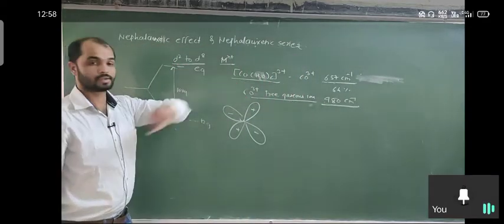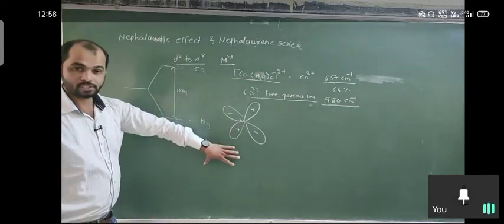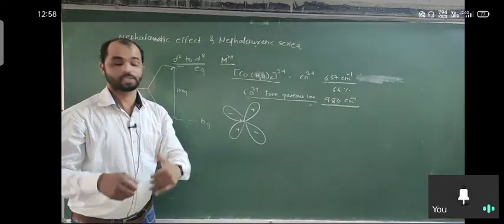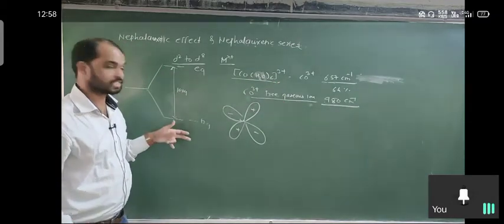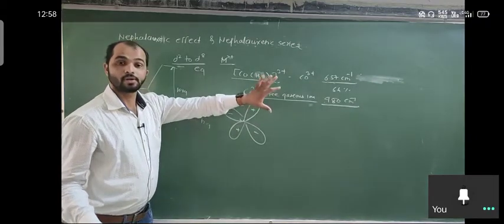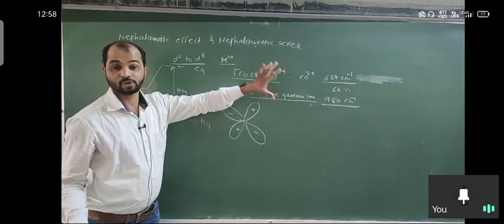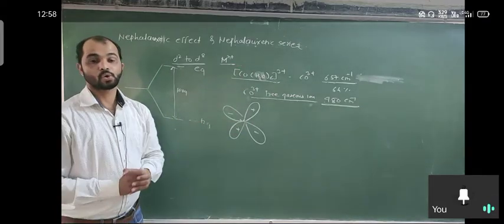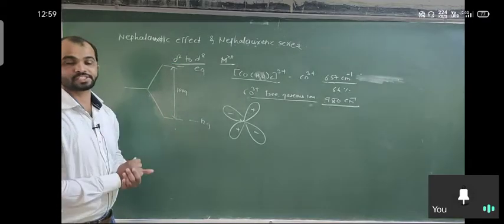But what happens in a complex? Once a complex is formed, according to this series, that is according to CFT, both have the same energy. But actually the energy difference decreases between the two energy levels. The energy difference decreases in a complex as compared to the free ion state. It is the experimentally observed value. But CFT says in both conditions there is no difference in the two energy levels. So actually the energy difference is changed, it decreases.